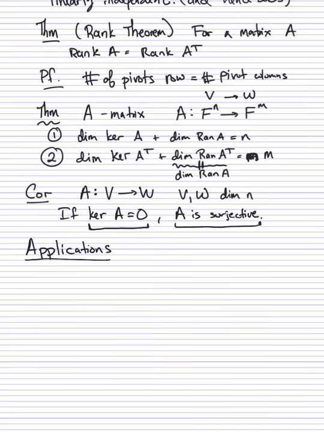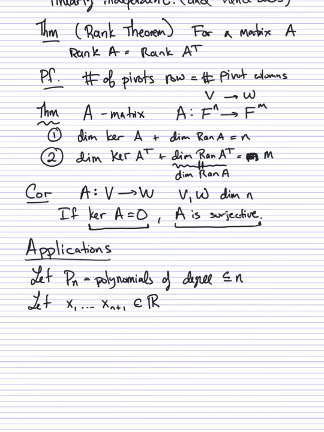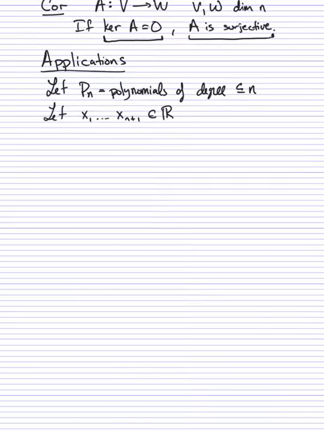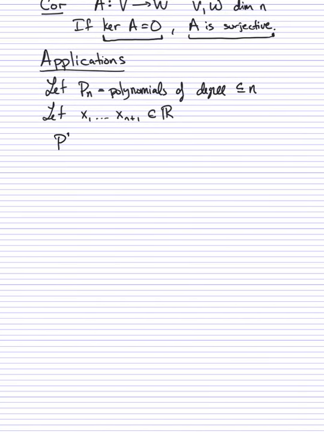Let me give you some applications of this idea. One of them we saw on the very first in-person day. Let Pn be the polynomials of degree less than or equal to n, and let x1 up through xn+1 be elements of R. Then we get a map from Pn, which is again n+1 dimensional, to R^(n+1), so I've cooked it up so it's the same dimension, and the map just sends f to f(x1), f(x2), up through f(xn+1).